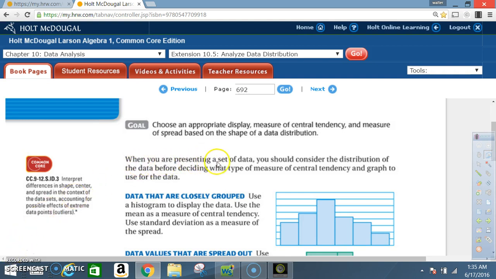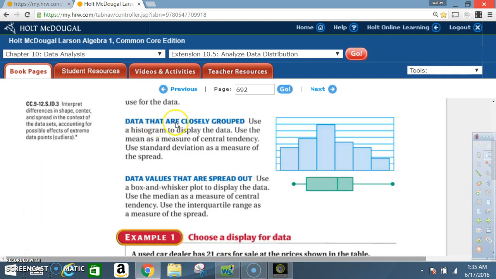When you are presented a set of data, you should consider the distribution of the data before deciding what type of measure of central tendency and graph to use for the data. Data that are closely grouped: use a histogram to display the data. Use the mean as a measure of central tendency. Use standard deviation as a measure of the spread.